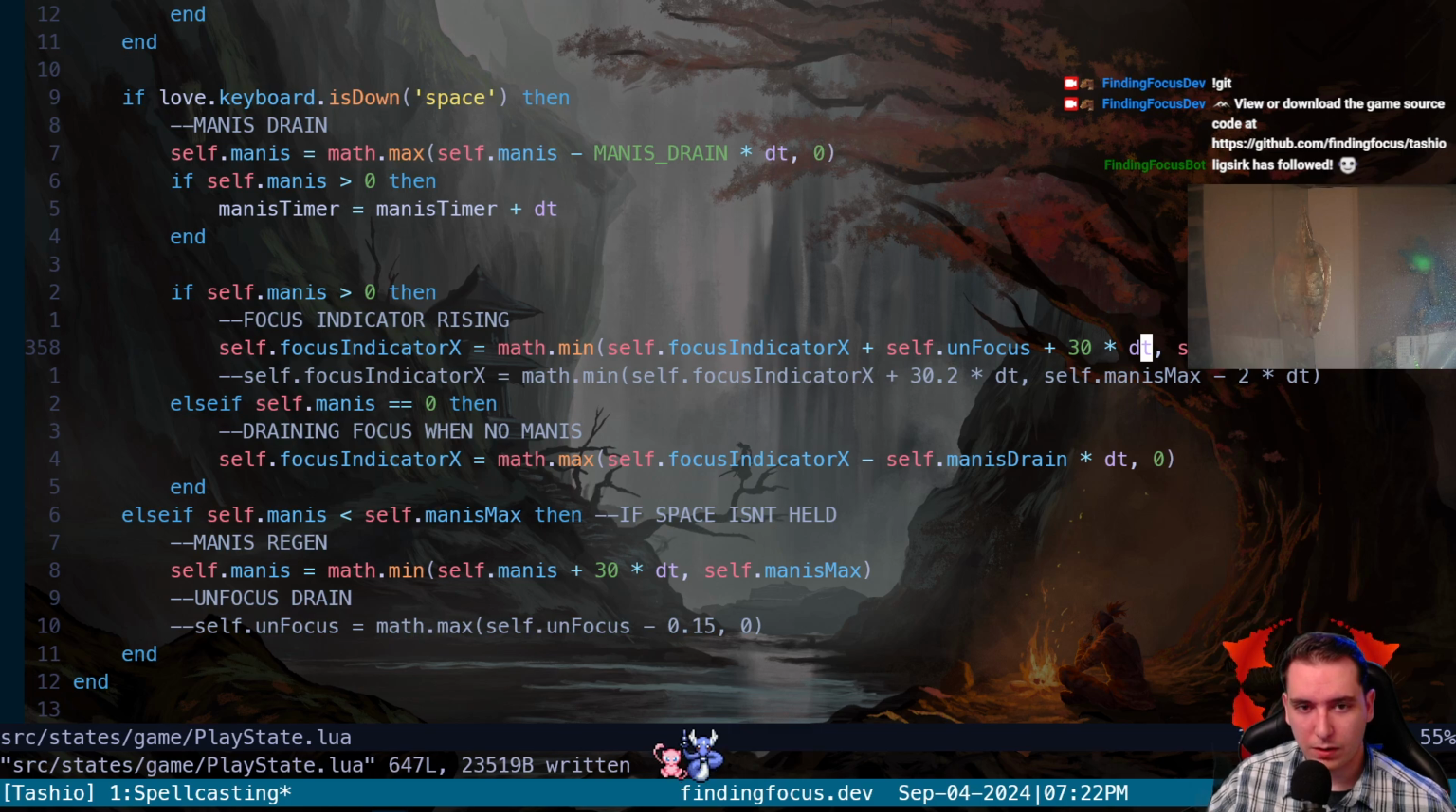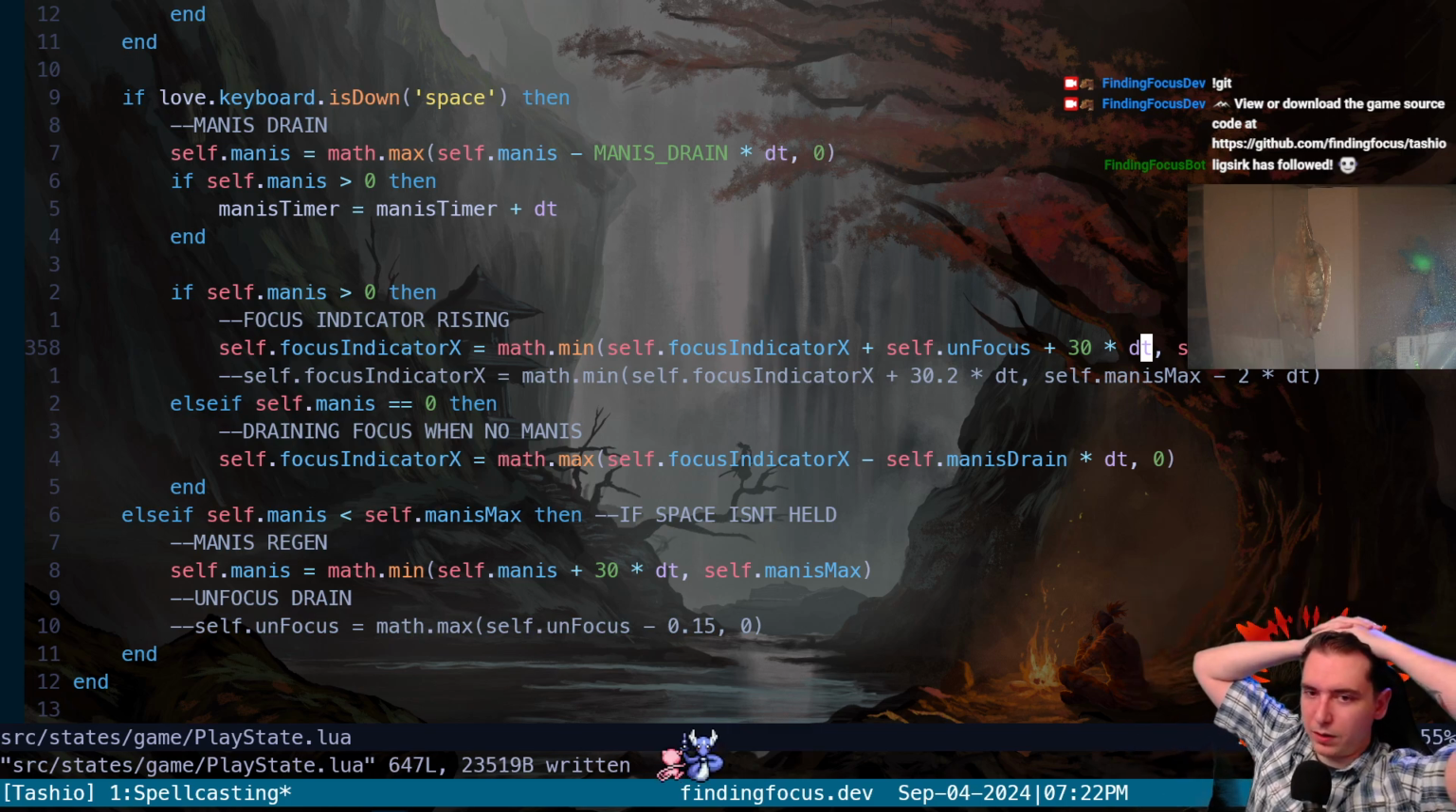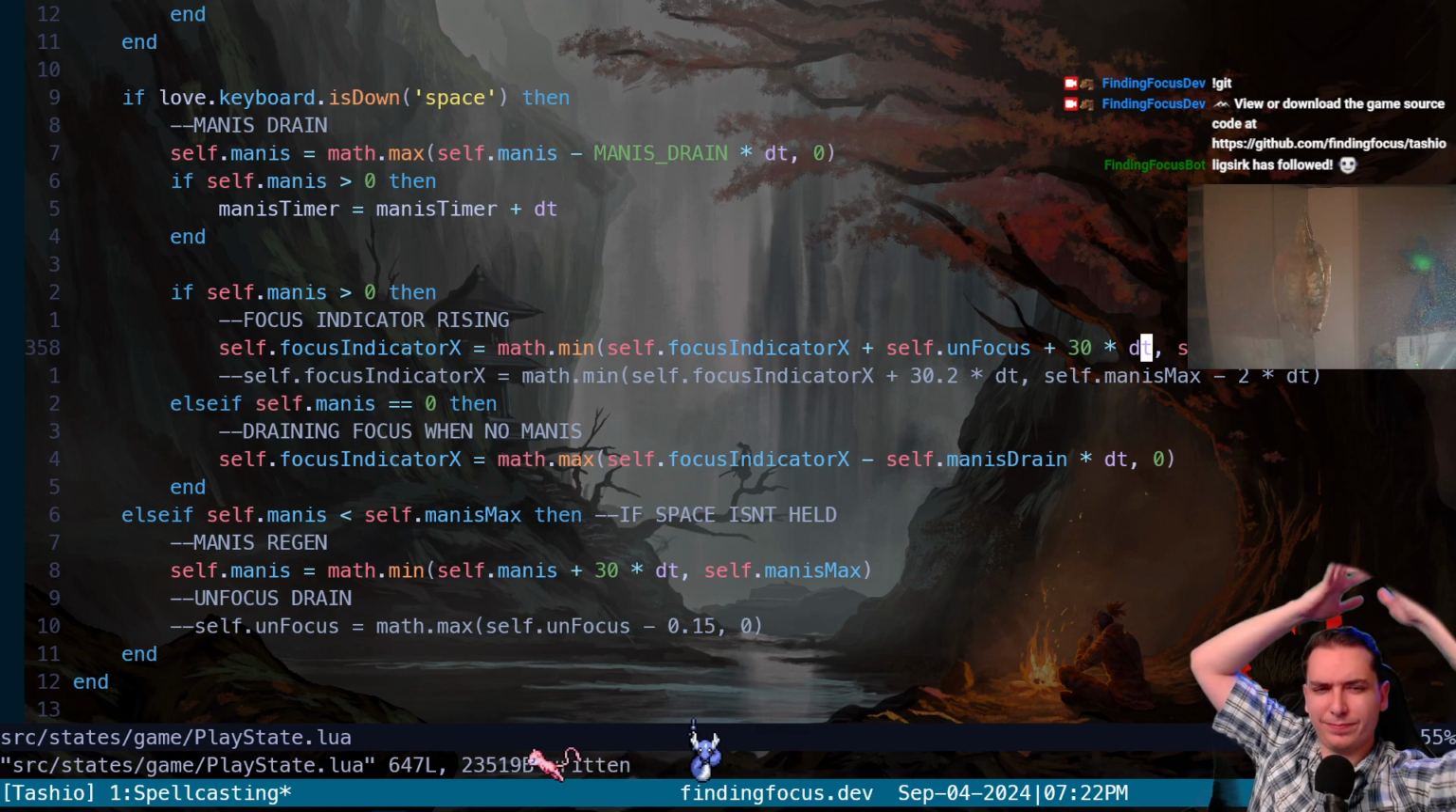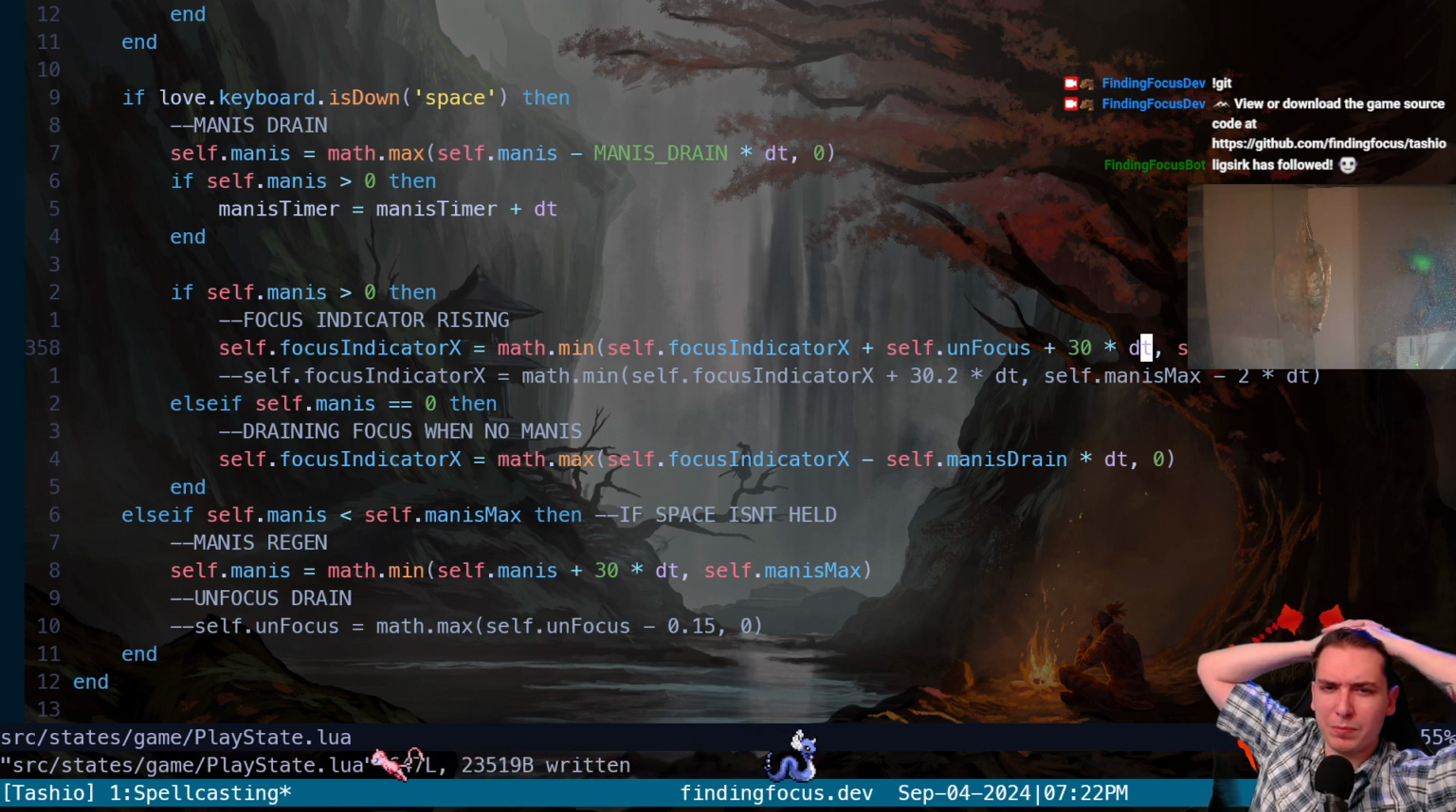Because the focus indicator, we want it to be updated as long as we have Manus. We want it to be the result of whatever our current position plus our unfocus is. That makes sense. But then we have it in a math.min function and say take the smaller of these two values, either the output of the unfocus or whatever this Manus max is, minus 2 times delta time. Why would we be doing this?